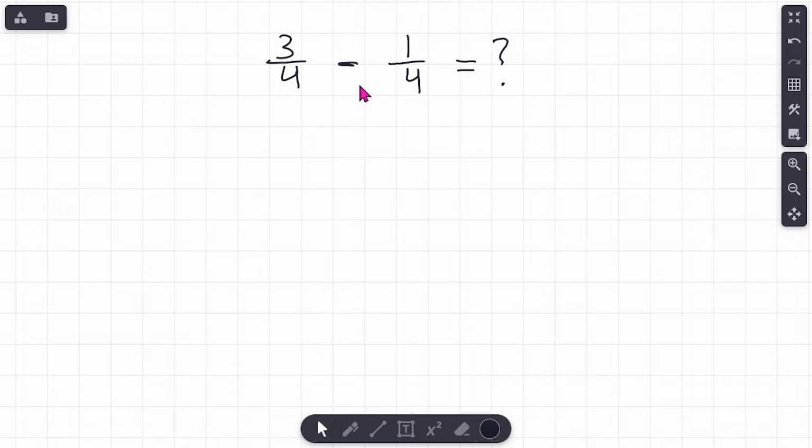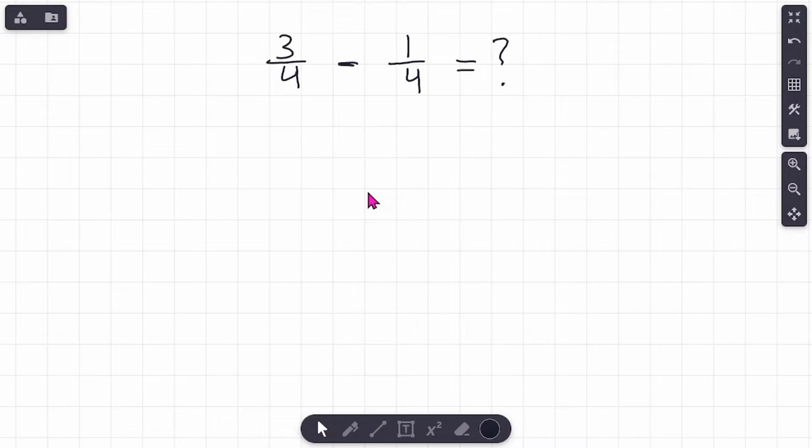First problem we have is 3/4 minus 1/4. And the way I'm going to kind of get started with this is just going to draw some models and use that to help us solve it. That's what we've done so far, and what I always tell you is never be afraid to draw a picture, never be afraid to use your fingers in math, okay?